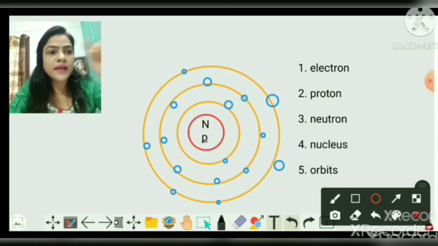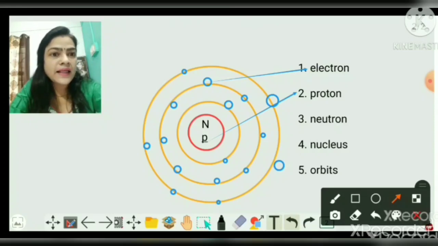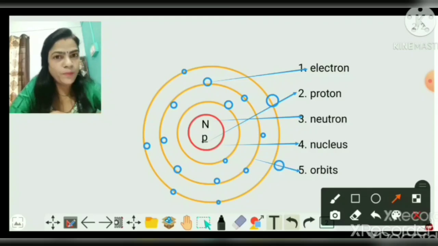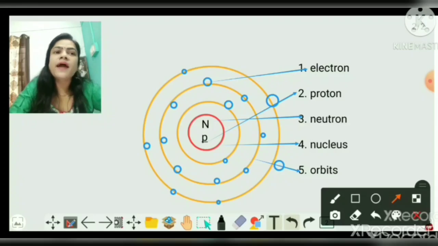Okay. Now, there are electrons, this is proton, this is neutron, that red circle is the nucleus, and these yellow circles are orbits. Okay, these are the 5 parts of any atom. You can click a screenshot.